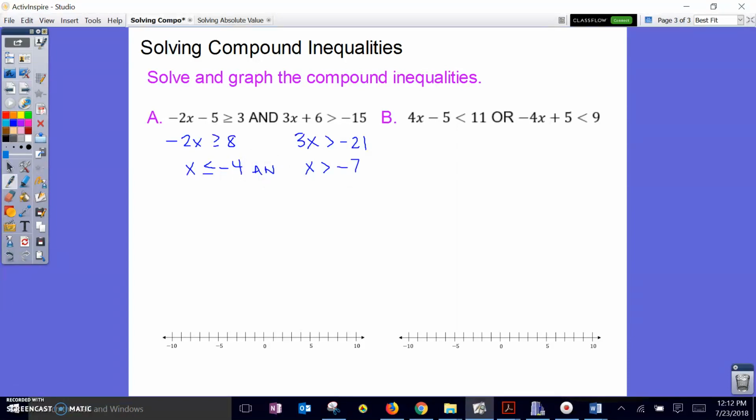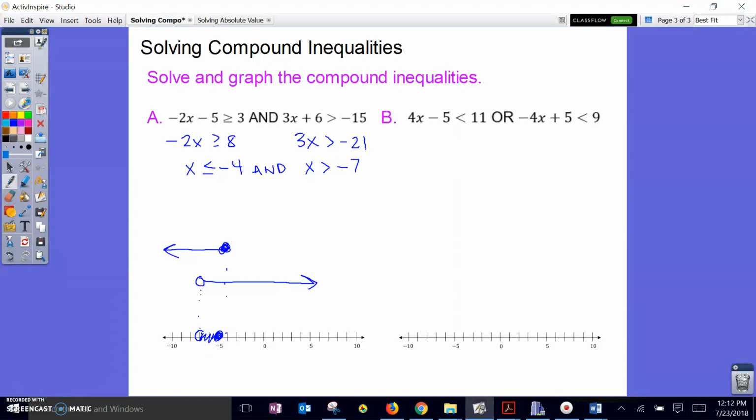This is an and. So let's see, we've got x is less than or equal to negative 4, which looks like this. And we've got x is greater than negative 7, which looks like this. And we want where both of those are true. And so that's in between 2 points. And there's our graph of our solution.